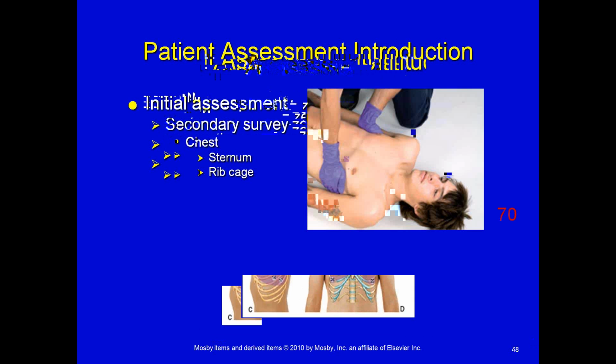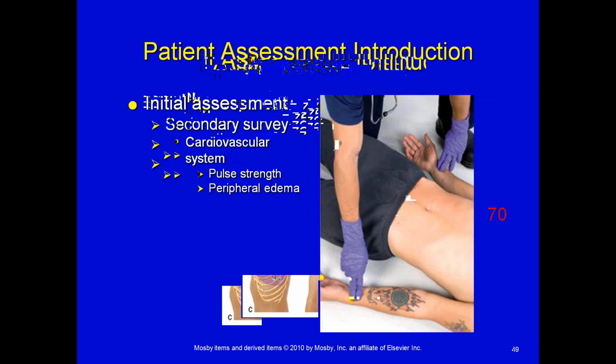You want to assess the chest during your secondary survey as well, palpating the ribs, looking for equal chest rise and fall, and palpating the sternum, particularly in chest trauma from a steering wheel. You want to check for pulse strength and look for peripheral edema as well. Not only peripheral edema in the legs, where we often look for pedal edema, but you certainly can have sacral edema. You can have swelling all the way up both legs. That's something you don't see very often, but when you do, it's certainly an indication of a significant congestive heart failure.